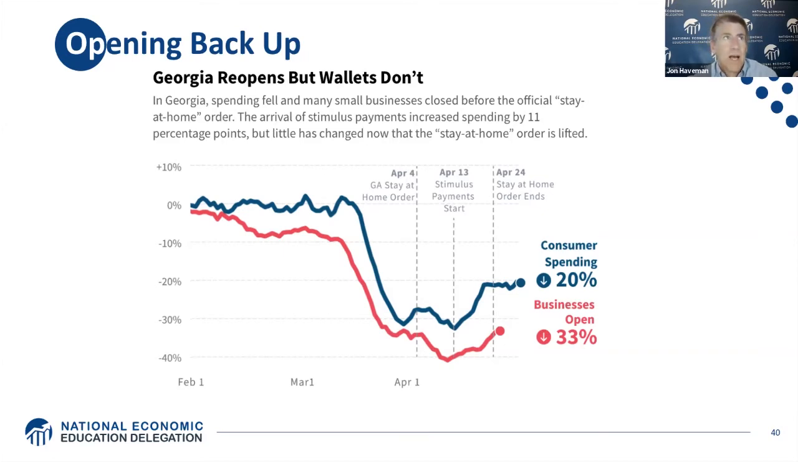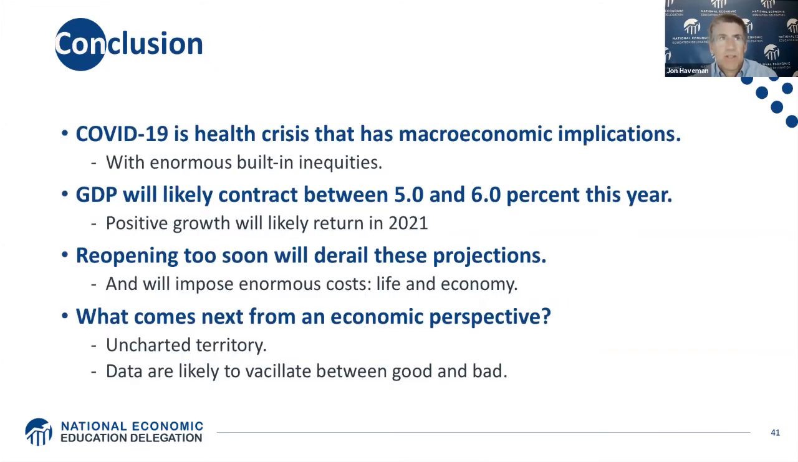All right. So I'm going to summarize and then I'll take your questions for as long as you like. COVID-19 is a health crisis with enormous economic implications and enormous built-in inequities. Those at the bottom part of the income distribution are taking the brunt, the bulk of this injury. GDP is going to contract significantly this year. We'll have positive growth next year, but we're not going to recover where we were in early 2020 until sometime in 2022. I think we're opening too soon. It's got enormous costs in terms of life and the economy.